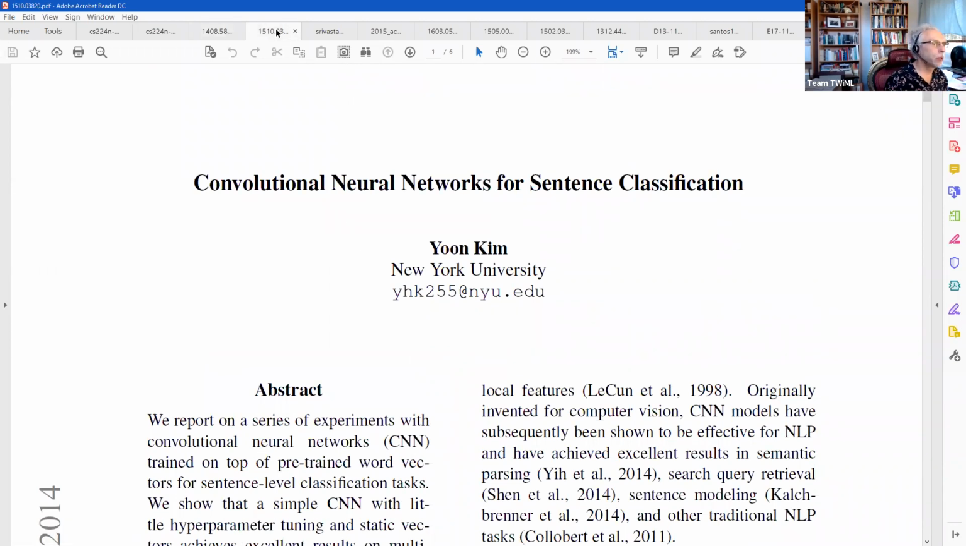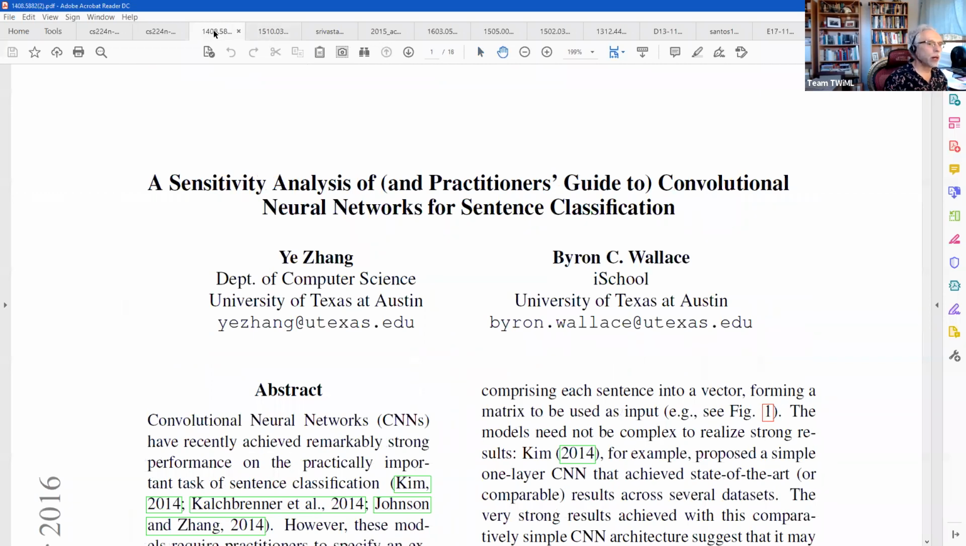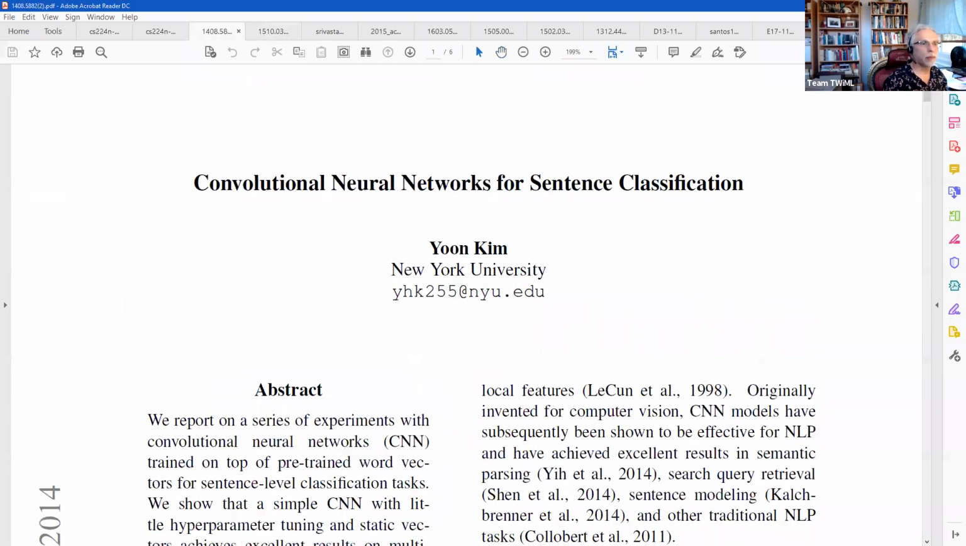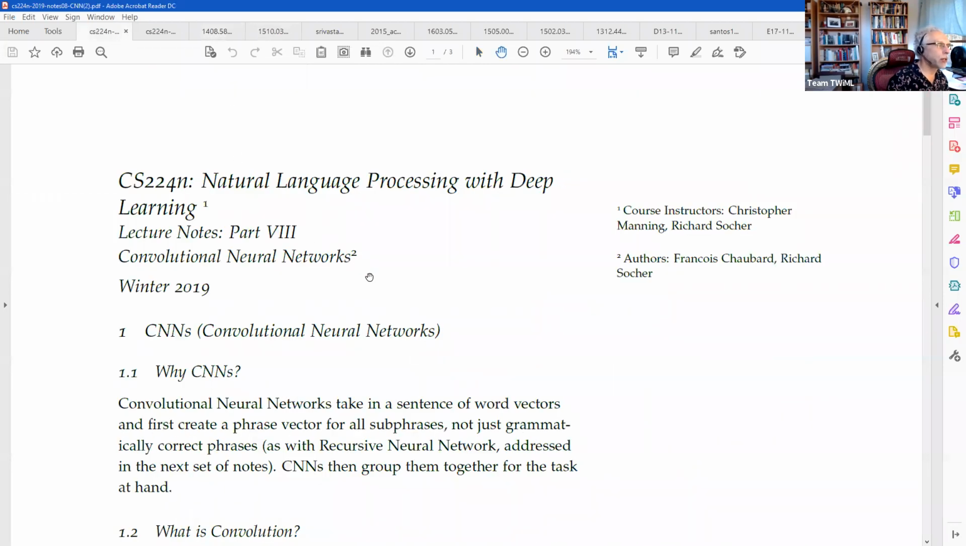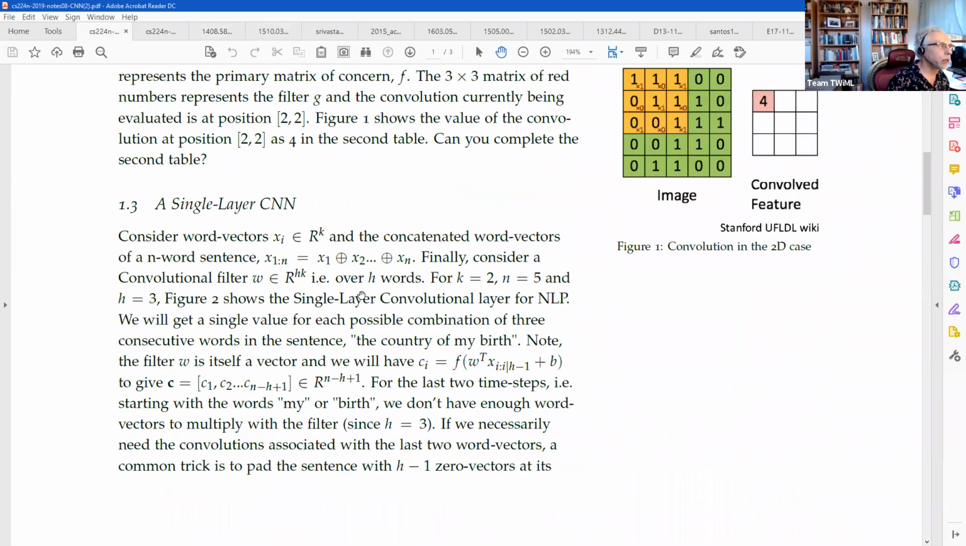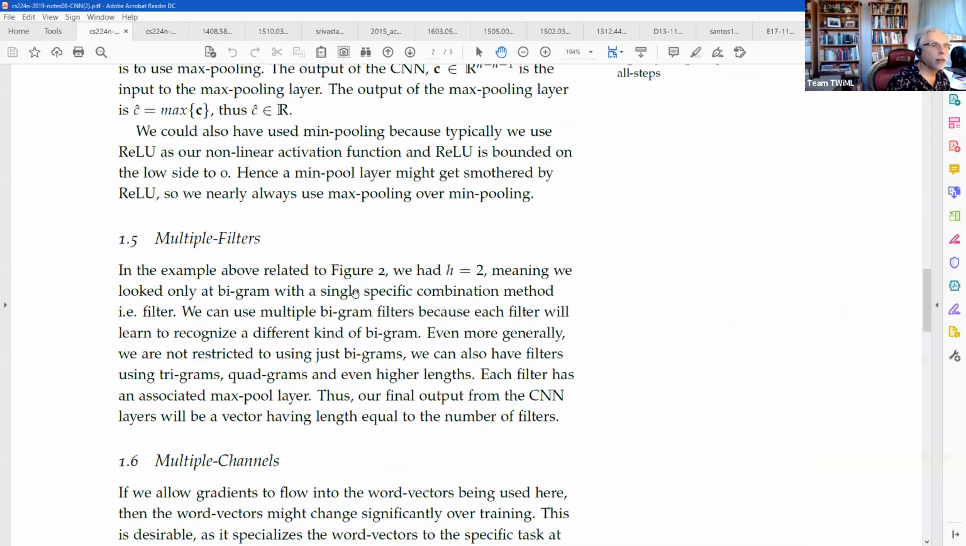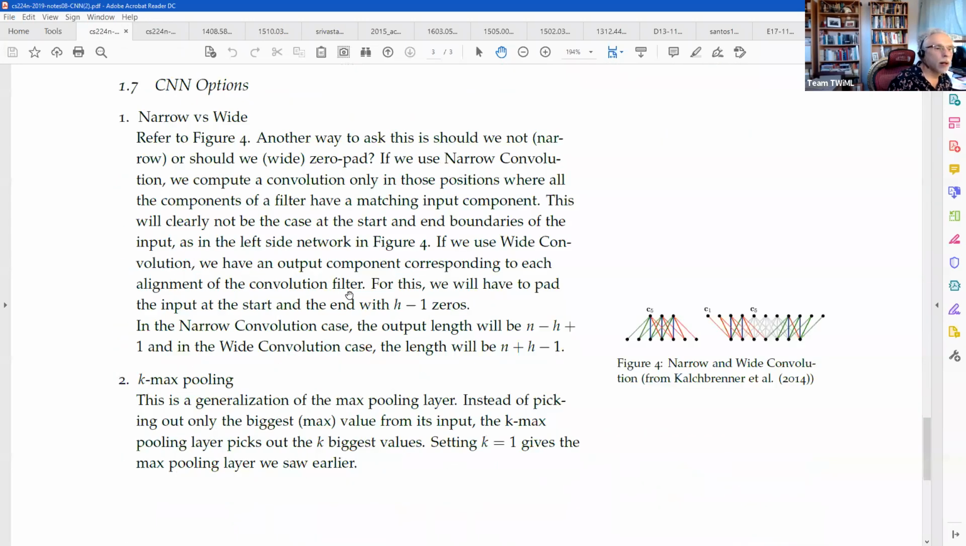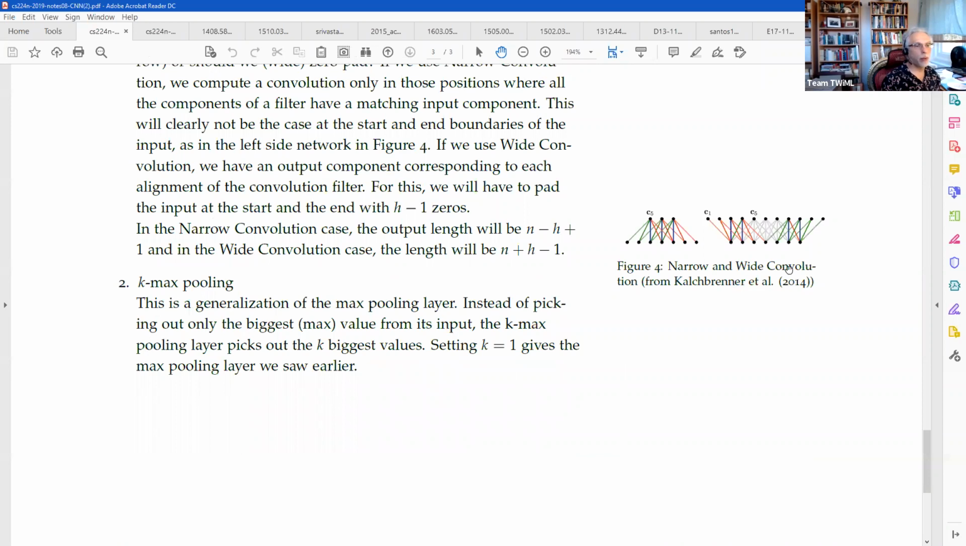I didn't have time to go through the second paper that I wanted to. That paper was the one referred to in these notes. It's this one, the Kalchbrenner et al. paper, where he talks about narrow and wide networks. This is narrow and wide convolutions. Narrow is what we were talking about without any zero padding, and wide convolution is when you allow zero padding. That's the only difference.